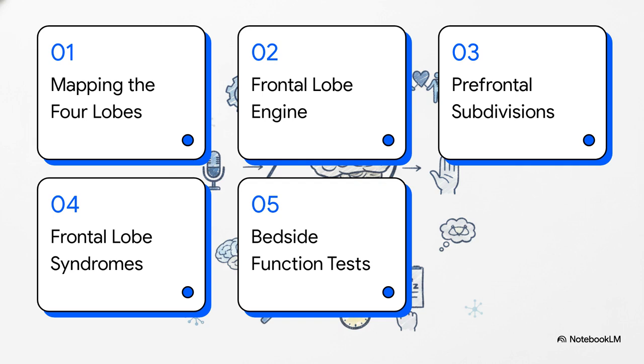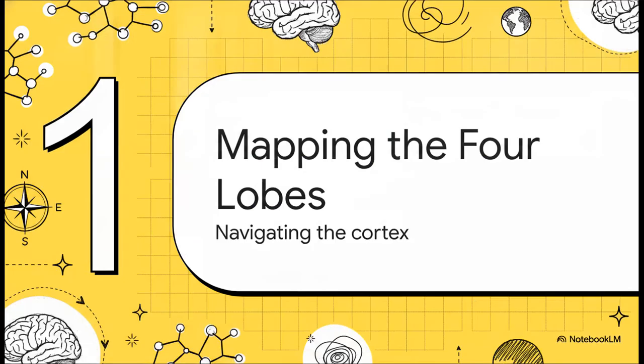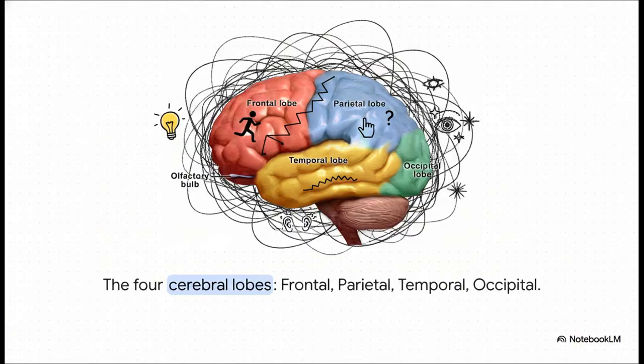We're starting out broad by mapping the four main lobes, then zooming way in on the frontal lobe's anatomy and specific subdivisions. After that, we'll look at three fascinating behavioral syndromes, and finally, how doctors actually test these areas right at the bedside. Section 1. Mapping the four lobes. Because before we navigate all that complex circuitry, we really have to get our grand coordinates straight. The brain is all folded up into gyri and sulci, basically so this massive network can actually fit inside a small vault, right? Two major anatomical landmarks define our basic map.